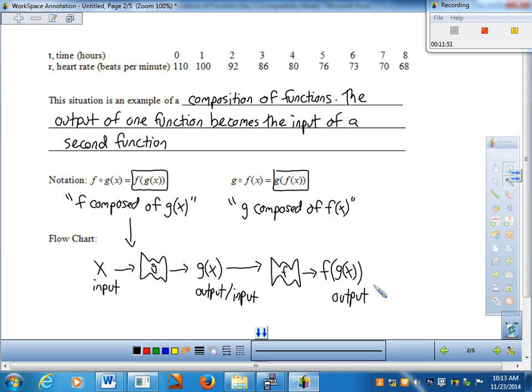And if you look back to the investigation at the top of the page, this is exactly the situation that unfolded. We started with time, and then we got the drug level. Instead of stopping right there, from the drug level, we were able to get the heart rate. And so as a result, what we determined is that the heart rate is simply a function of time. Pretty cool, huh?